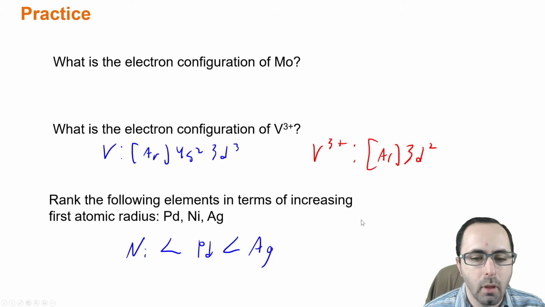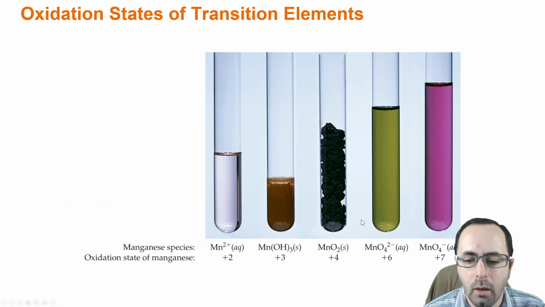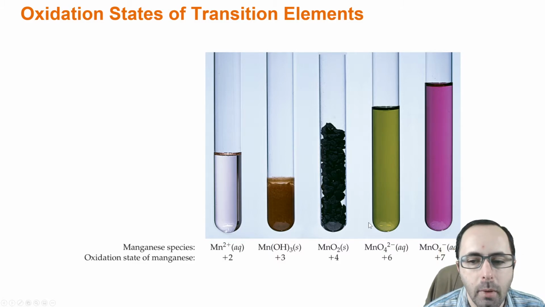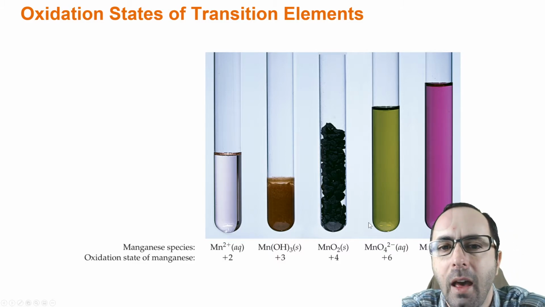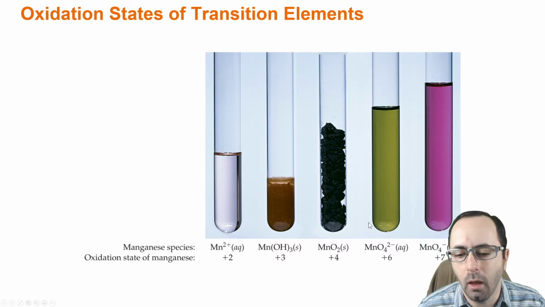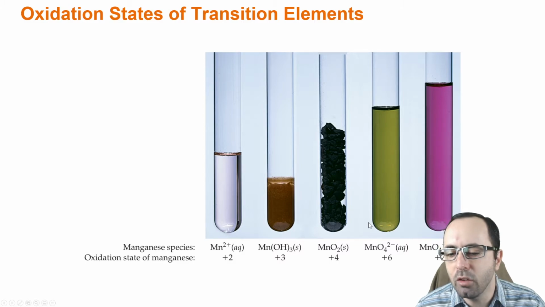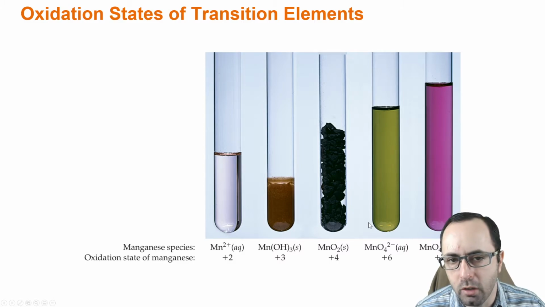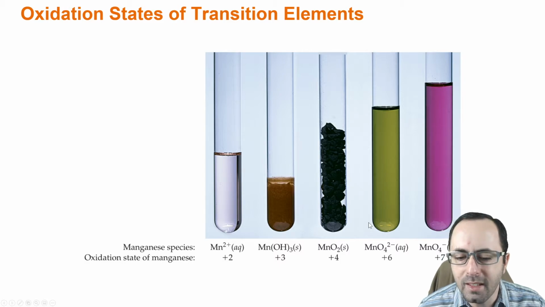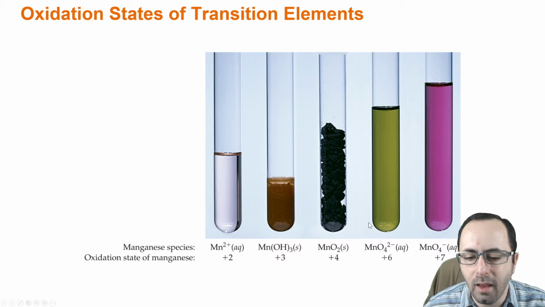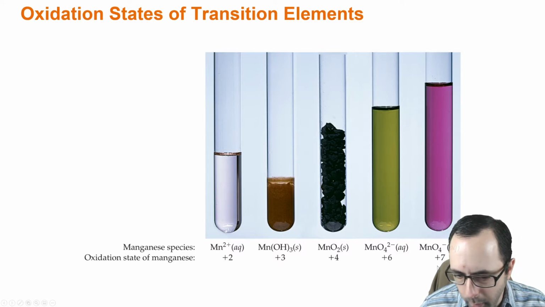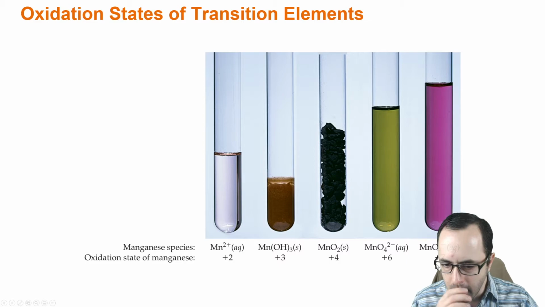Okay. So now we're going to go into a little bit about why we're going to be learning about transition metals. Transition metals have a lot of interesting chemistry, and among the most interesting things is that most transition metals are variable charge. They can have a variety of charges. So here you can see this for manganese. Manganese has an oxidation state, a charge, of +2 all the way up to +7.